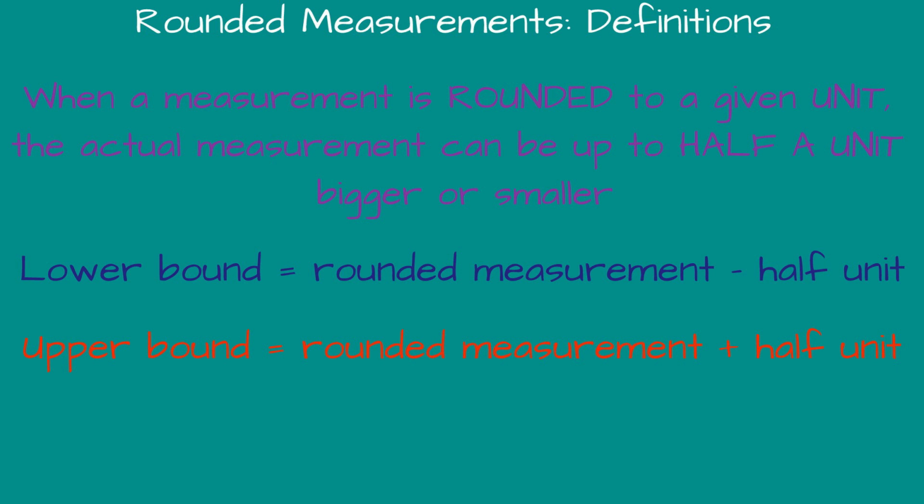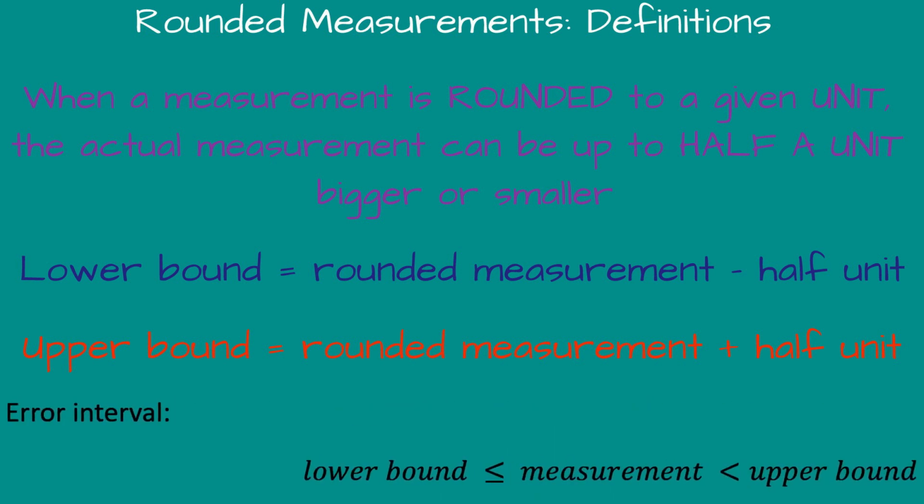The measurement is greater than or equal to the lower bound and less than the upper bound. If the measurement were equal to the upper bound, it would round up to the next unit. The error interval is simply the measurement or value placed between the lower and upper bounds expressed as an inequality.